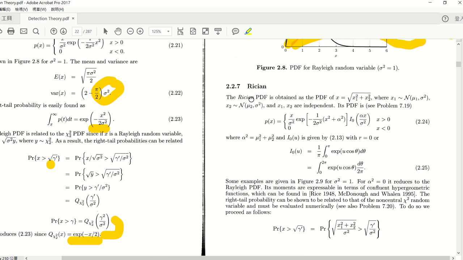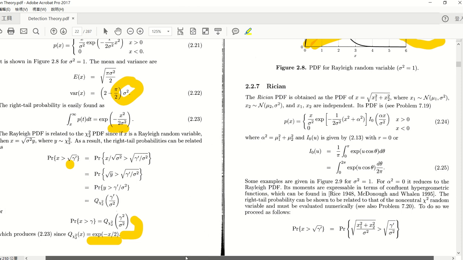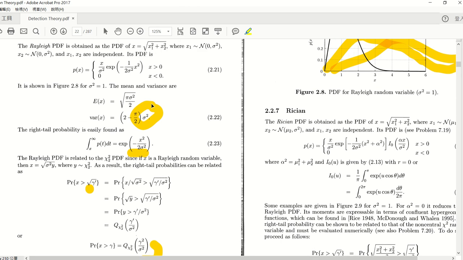Now let's take a look at the next one. Next one is Rician. The Rician distribution is obtained as the PDF of x equal to the square root of x1 squared plus x2 squared, where x1 is a Gaussian distribution of mean mu1 and variance sigma squared, and x2 is distributed by N of mu2, sigma squared. Let's see the difference. This is sigma squared and sigma squared, and they are independent.